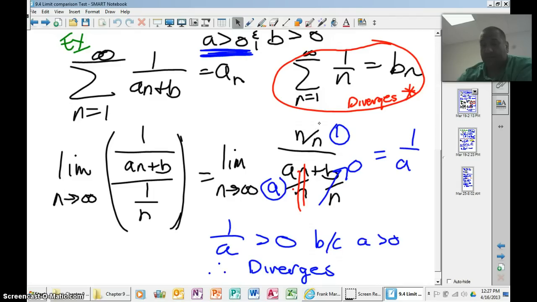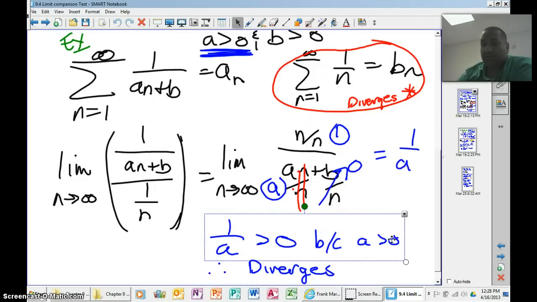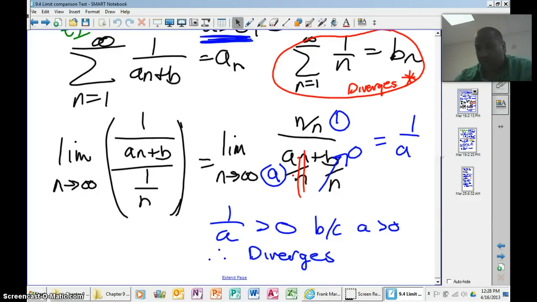So this diverges, and when we divide them, check it out. Here we go. We put n over n, we divide everything by n. This goes to 0, this goes to 1, this goes to a. It's 1 over a. 1 over a is greater than 0 because a was greater than 0, so therefore it diverges. So if you get this to be greater than 0, it'll diverge. This one's not used as much as the other ones.